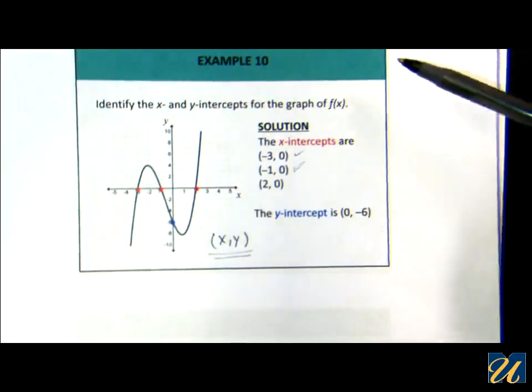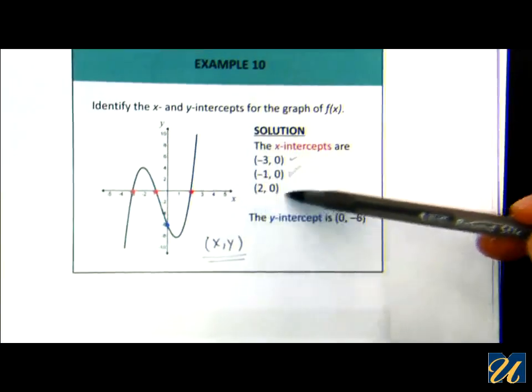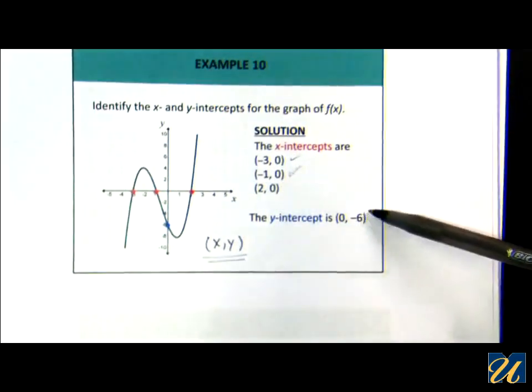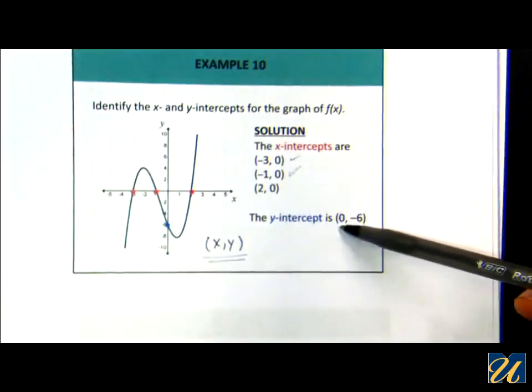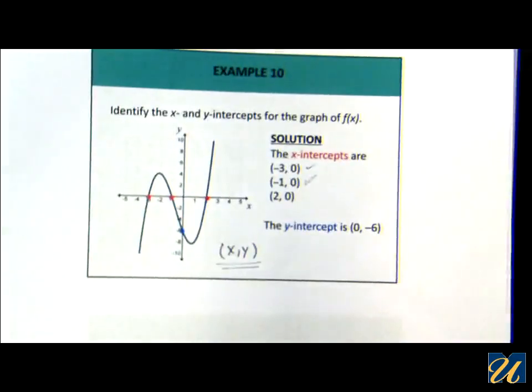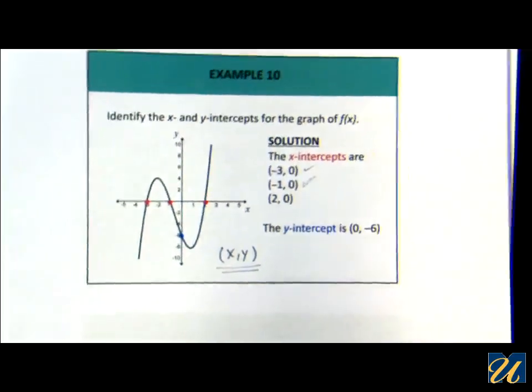So you can see that all x-intercepts are identifiable by having the y value of 0, and all y-intercepts are identifiable by having the x being 0. That, by the way, tells you how to proceed to find x and y intercepts from an equation of a function.